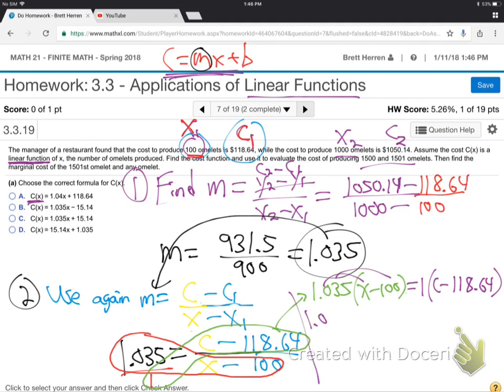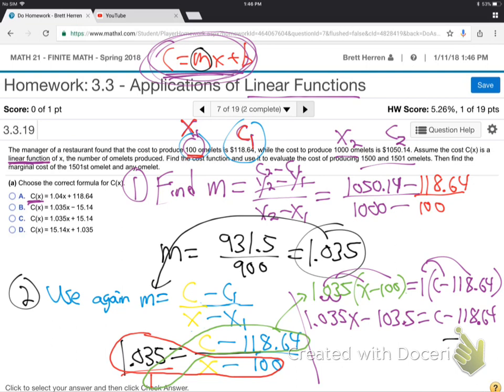So 1.035x minus 100 times a number moves the decimal in two places, doesn't it? 103.5. This side, distribute, that doesn't do anything. 1 times c is just c. 1 times 118.64 is just 118.64. We good so far? Last step, what are we trying to do? Get c alone. This formula that we want has c alone, doesn't it? So last step, get c alone, just add the 118.64. Y'all with me? Add the 118.64.